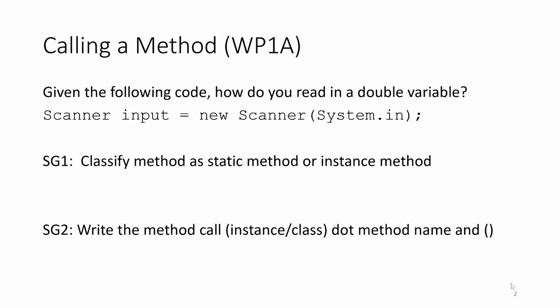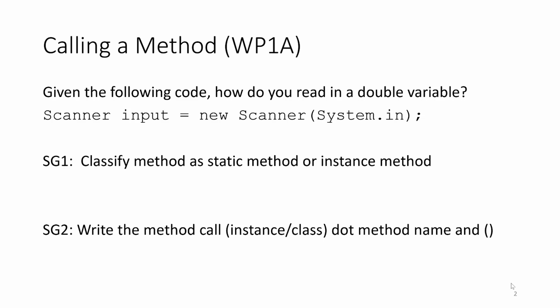For this worked example, we want to say, given the following code, how do you read in a double variable? The code that we have is Scanner input is assigned the value new Scanner(System.in). This statement says we have created a new object instance called input, and it holds a reference to a Scanner object, which is by default the input stream, or the keyboard. This allows us to get input from the user via the keyboard.